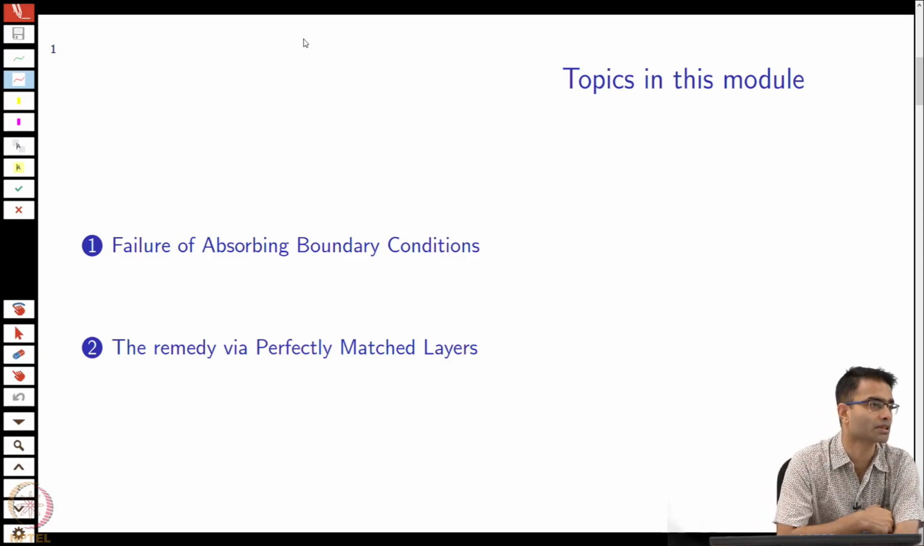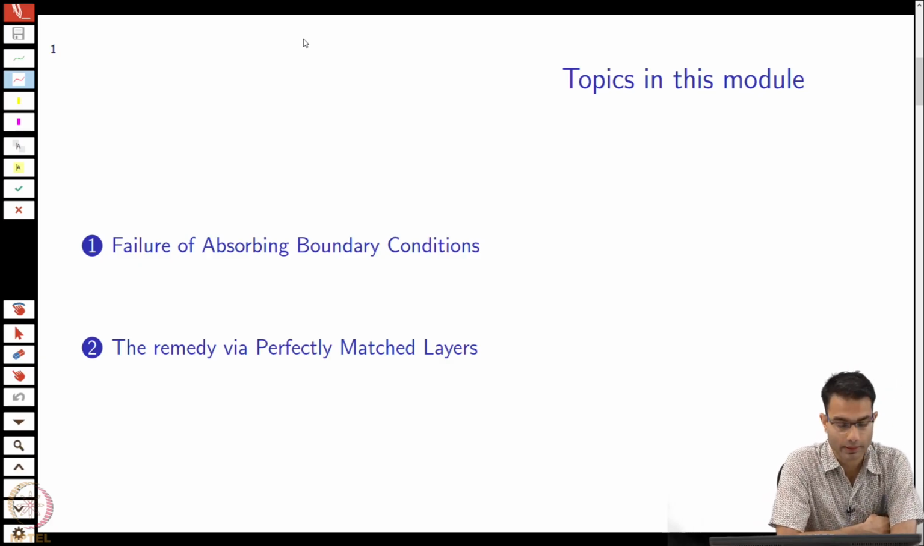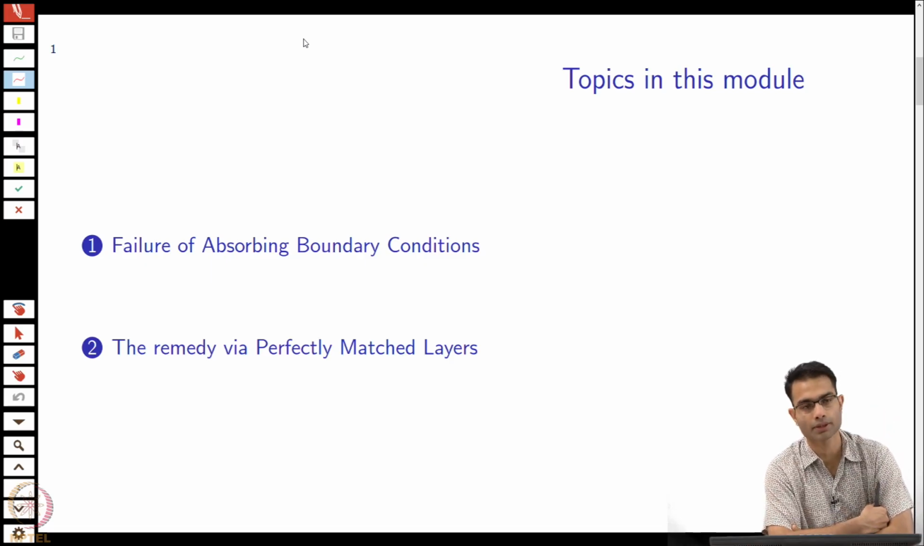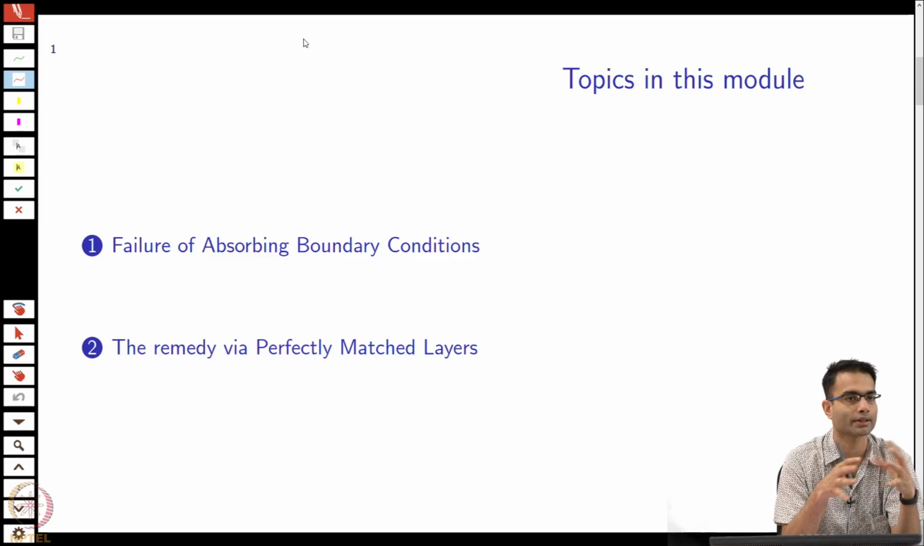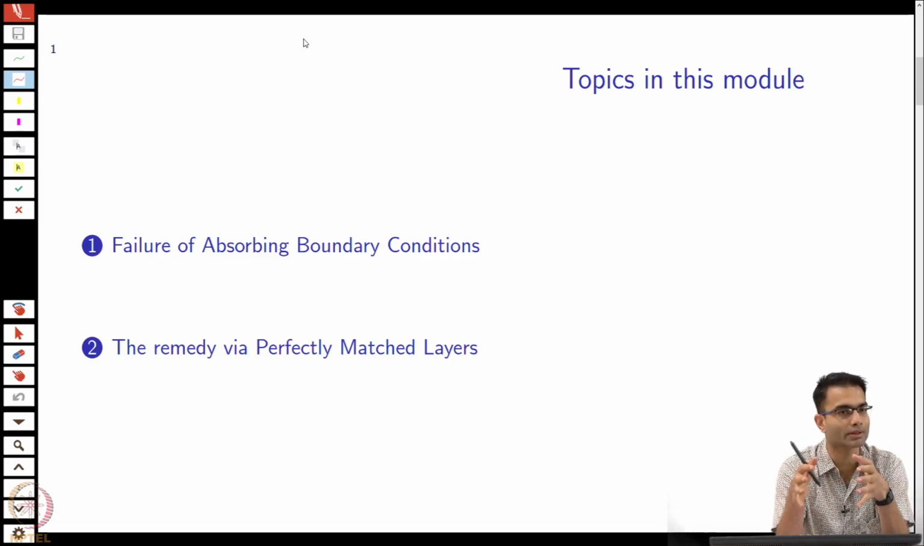One thing I want to mention, this perfectly matched layers, it's a recent sort of formulation, 1990s is when it was formulated. It's not restricted to FDTD. Even FEM you can implement PML and people have done so. Okay. So, what I am telling you, we will start with the theoretical development, then implementation in FDTD, but you could also implement in FEM. Okay.